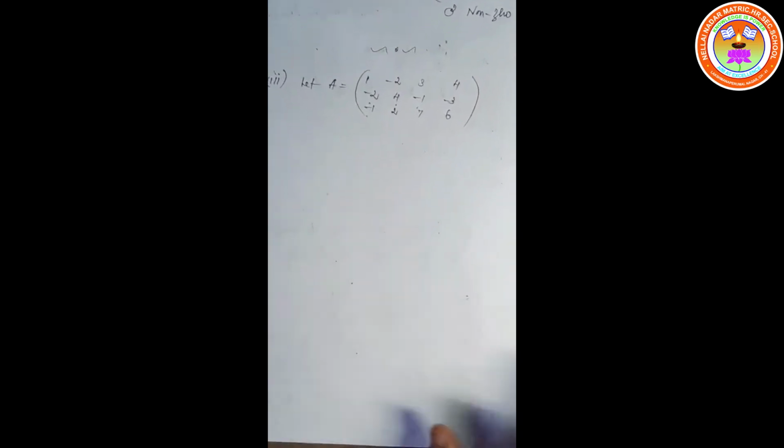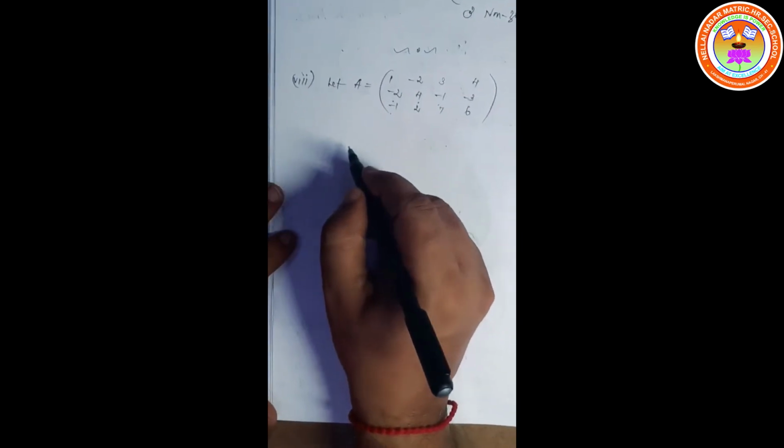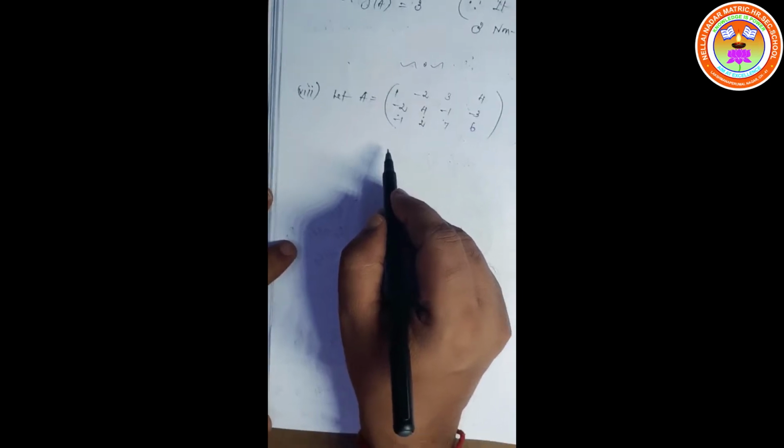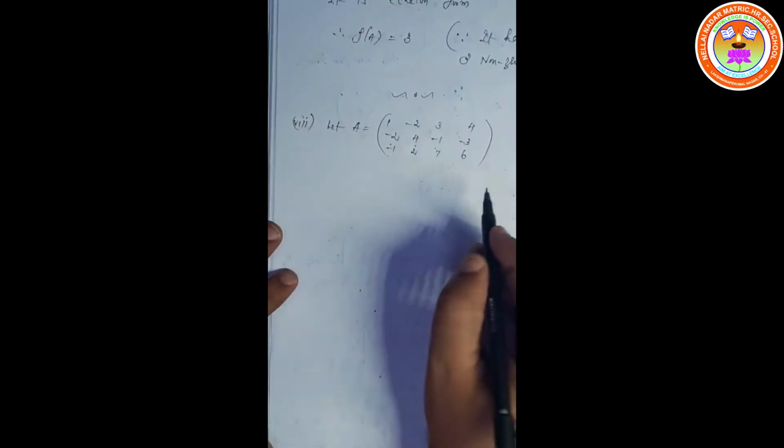In Exercise 1.1, problem number 1, so far we have completed 7 subdivisions. This is the last subdivision in problem number 1. We are going to find the rank of the matrix by the row echelon method. What method? Row echelon method.